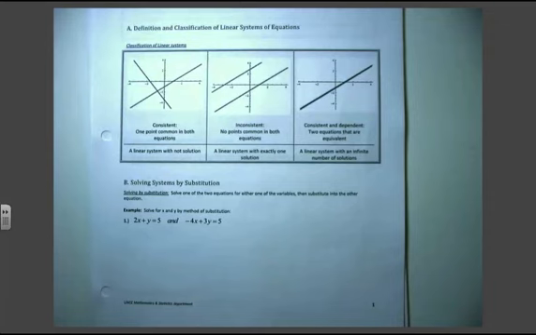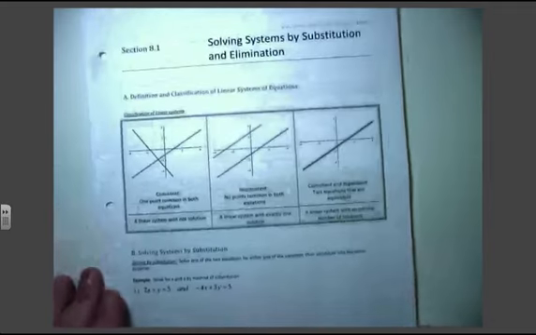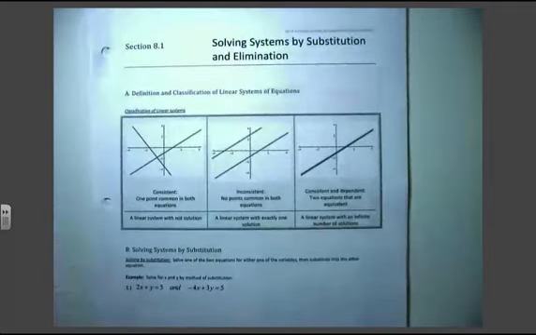Let's take a look at section 8.1, the last section. Yay. The last section is basically solving systems of equations. Again, I know you've seen this stuff before, but I want to make sure that you guys are familiar with it. Solving systems of equations.